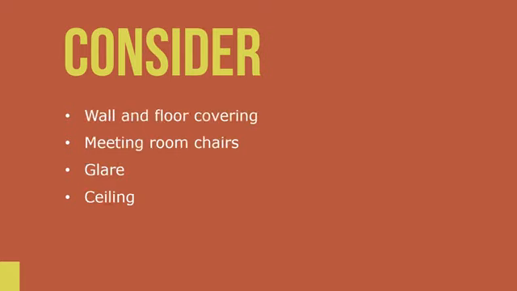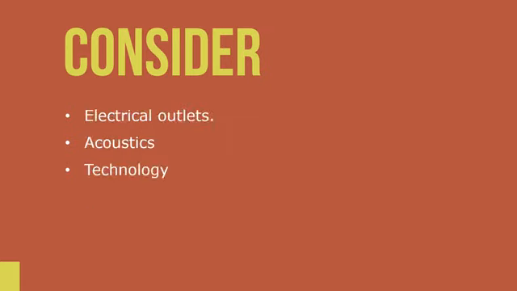Carpeting is always best for floor coverings. Meeting chairs should have swivels and appropriate backrests. Check for glares from mirrors, TVs, and other metallic surfaces, and ceilings are ideally 10 feet tall. Electrical outlets should be conveniently placed for both the trainer and trainees. Acoustics should be appropriate for everyone to hear the training, and necessary technological connections and resources should be made available for the trainer and trainee experience.